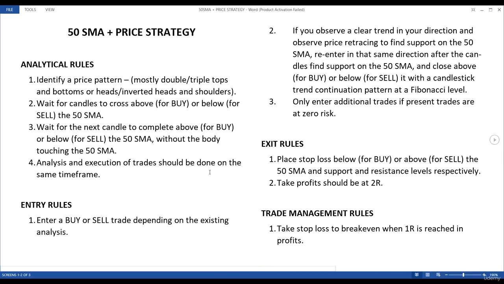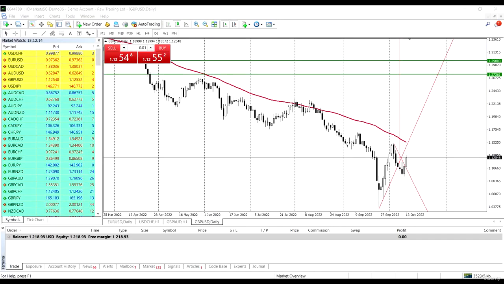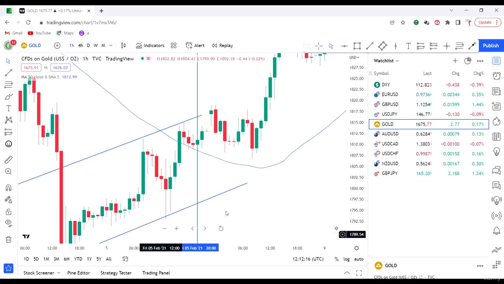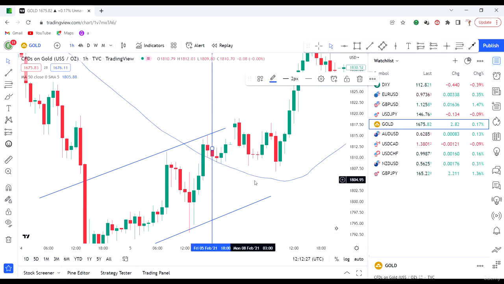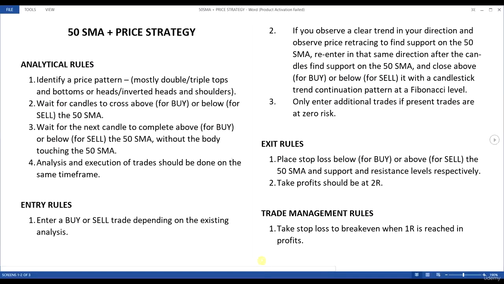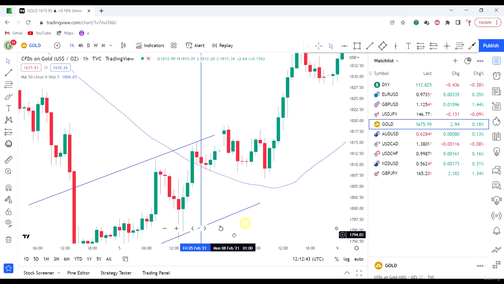If I had a checklist, it means I would be having 2 over maybe 4. And then we now wait for the next candle to complete above for buy or below for sell the 50 simple moving average. And that's what we have here. As you can see, even though this is a sell candle, it completes above the 50 simple moving average. And then we have that analysis and execution of trades should be done on the same time frame. So it means we are good to go. We are good to enter a position.